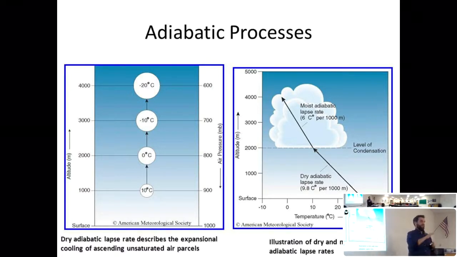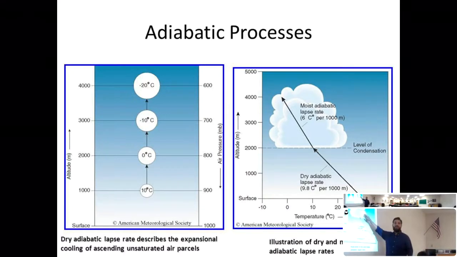Okay. So you see there's a change in the adiabatic lapse rate, right? You see how this is at a different angle than this one, different slope? Why might the fact that there's condensation change the rate of cooling? Does anybody have any ideas about that? Why might the rate of cooling change?